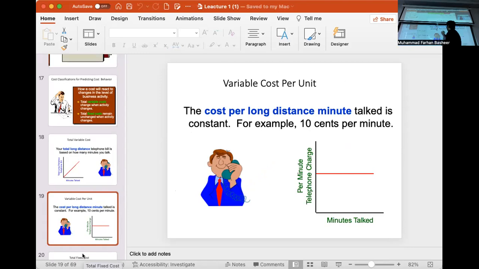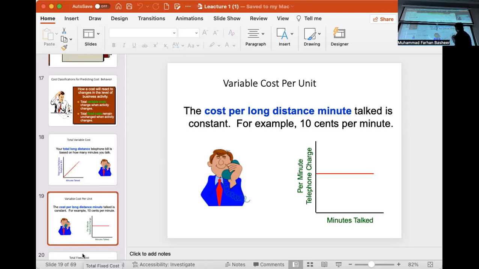He's saying that variable cost has two characteristics: it remains the same per unit, whereas it changes in total. And the behavior of fixed cost is the other way around.